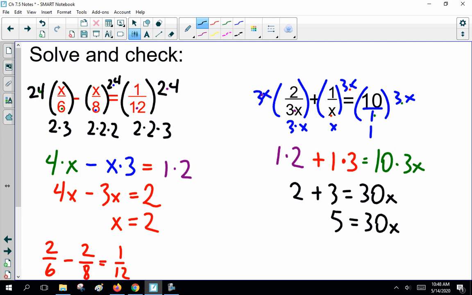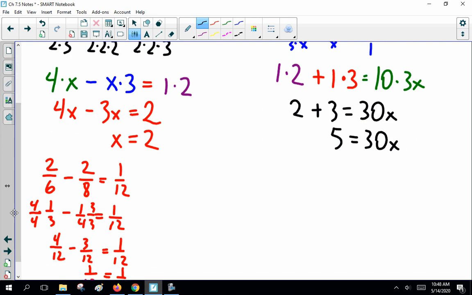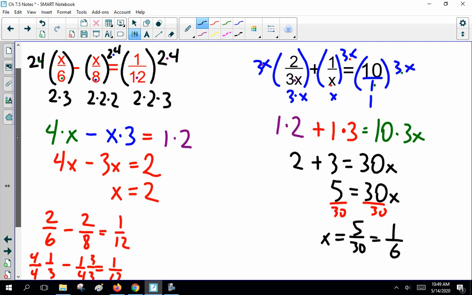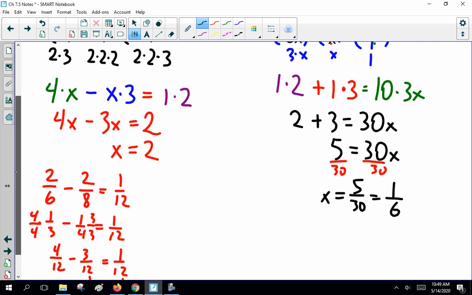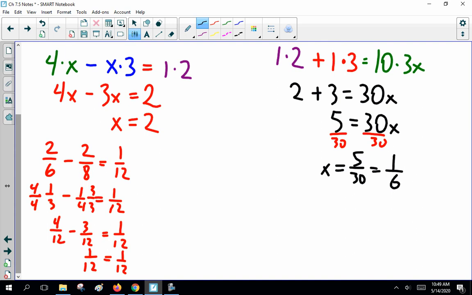Now, how do you get rid of times 30? Yes, divide both sides by 30. So x equals 5 over 30, which is 1/6. Okay? Now I gotta go back and check that. Oh, God. Checking. That hurts.